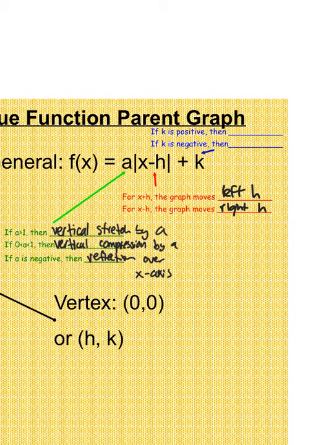Okay, and then the last thing, if k is positive, the last number, that moves it up k. And if it's negative, it moves it down k. So those are all the different transformations that happen with this absolute value graph.